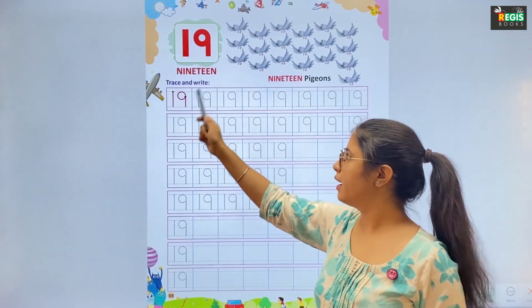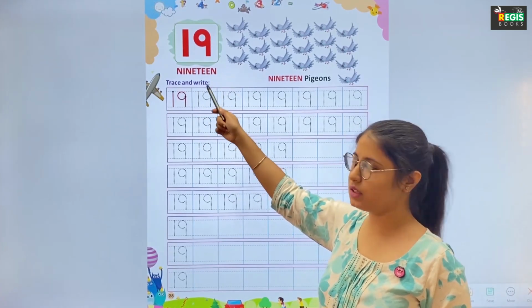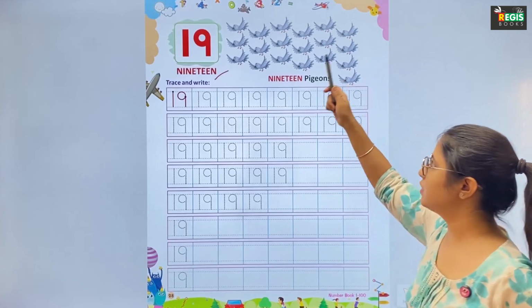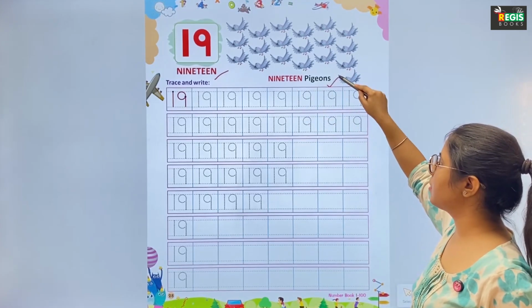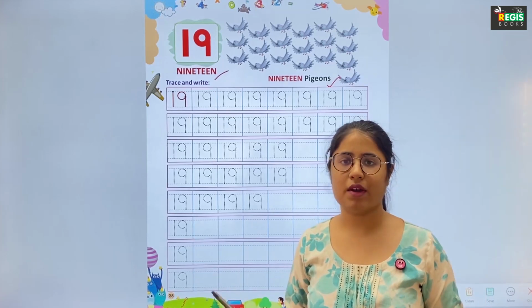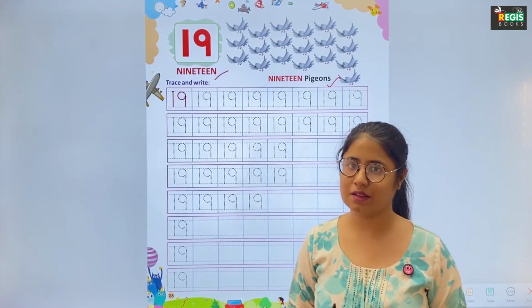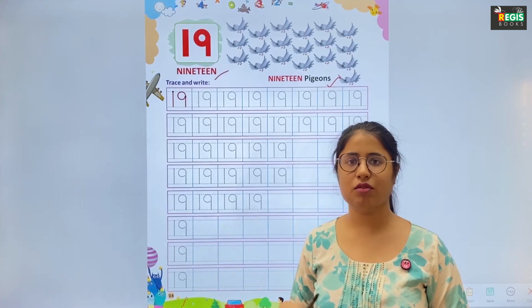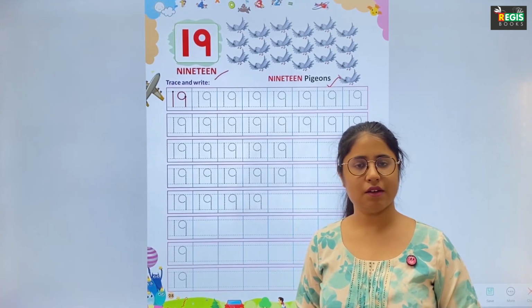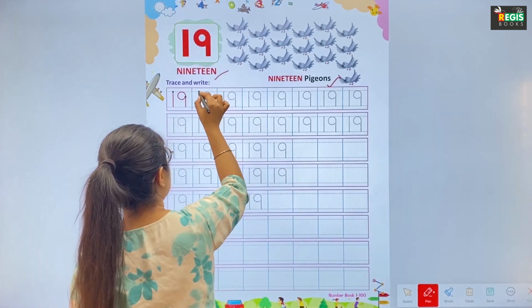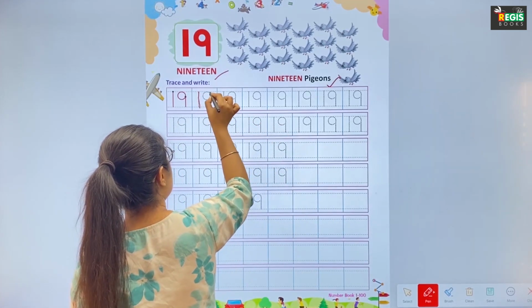1 9 19. N-I-N-E-T-E-E-N. 19. These are total 19 pigeons. So kids, we write the number 19 by writing 1 and 9 together. Trace and write. So kids, इस नंबर 19 को मेरे साथ ट्रेस कर कर लिखने की प्रैक्टिस करिए. First write the 1, then write 9.